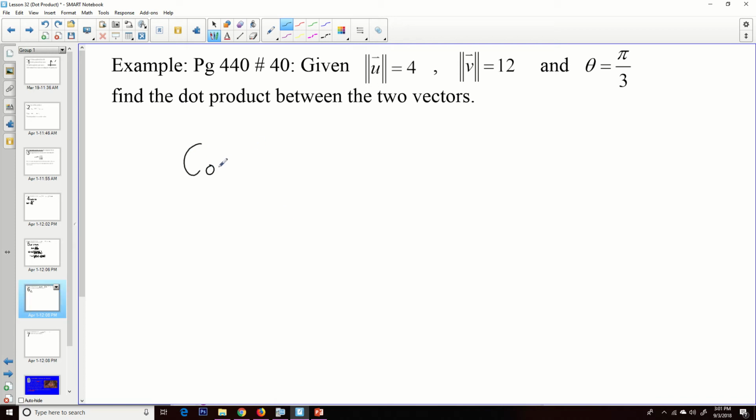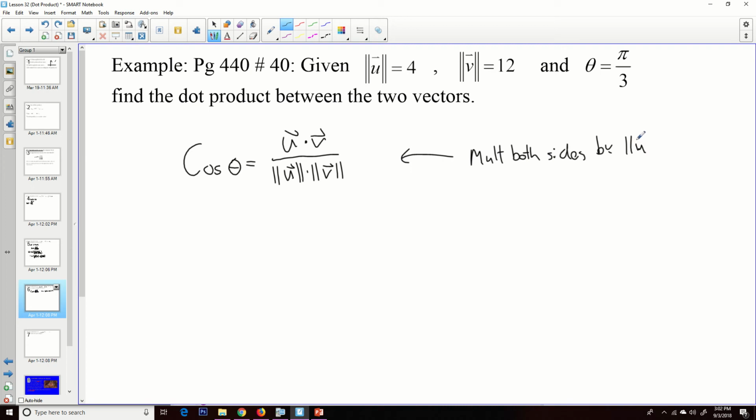But if we use the equation, the cosine of theta is equal to the dot product. Cosine of theta equals u dot v over the magnitude of u times the magnitude of v. I know what theta is, and I can take the cosine of it. That's a number. I can multiply both sides by the product of the magnitudes, and that'll give me that the cosine of theta times the magnitude of u times the magnitude of v is the dot product, u dot v, which is what I want.